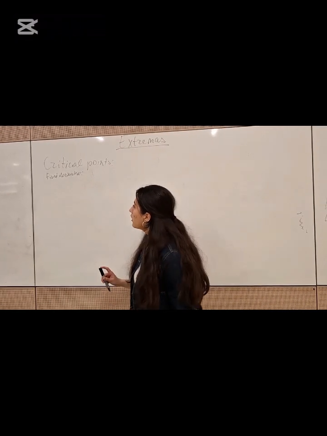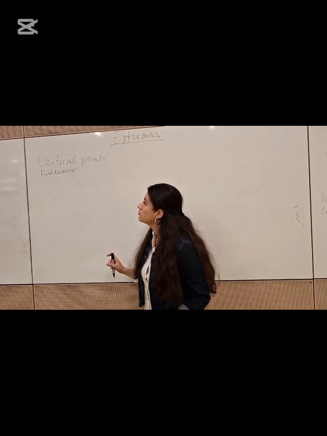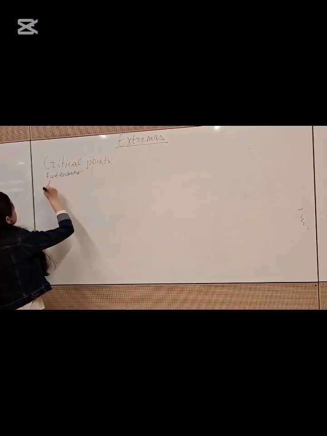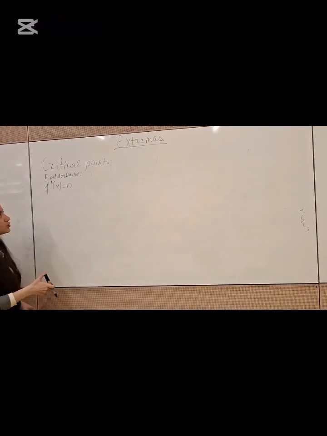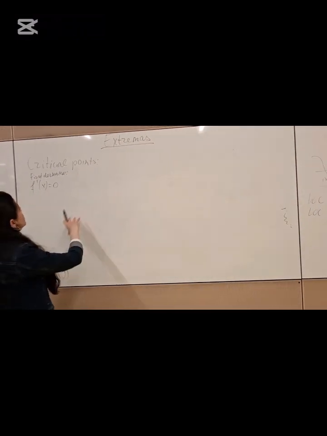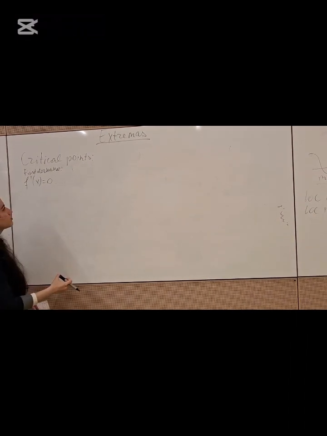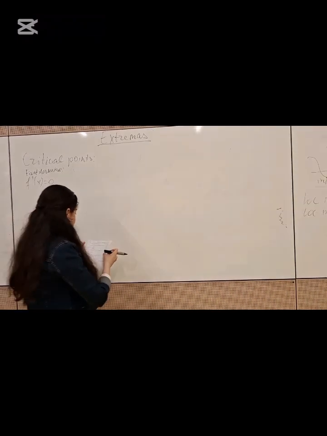Now I will explain how to find critical points. In order to find them, we need to find the first derivative. The first derivative should be equal to 0. And also we should use endpoints and see which are maximum and which are minimum. So in order for you to understand, I will write some examples.